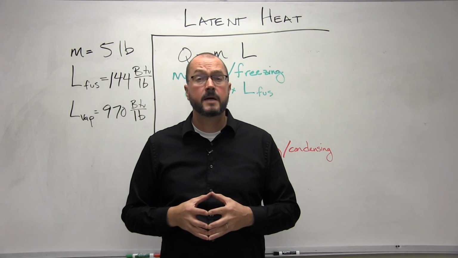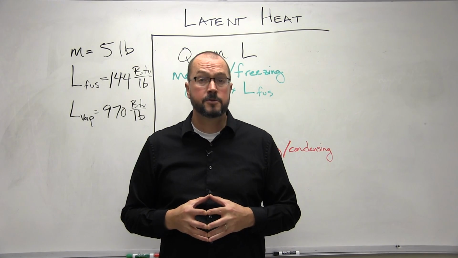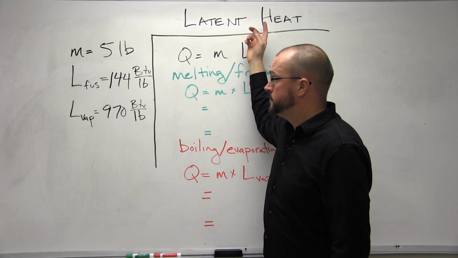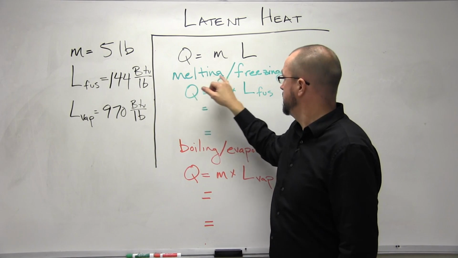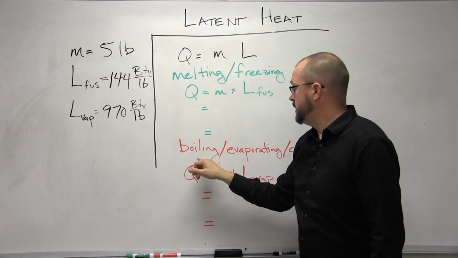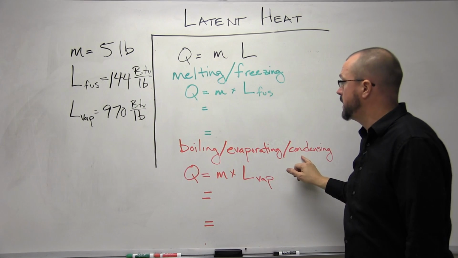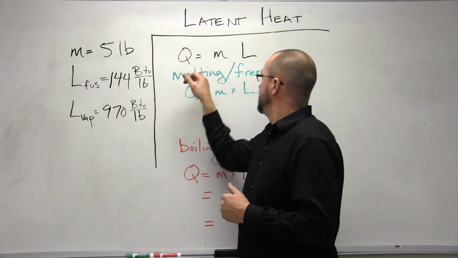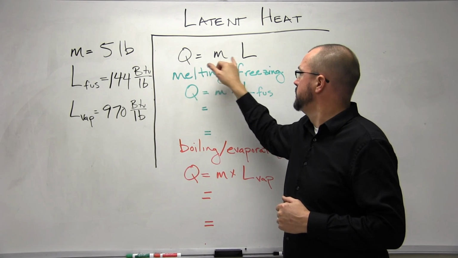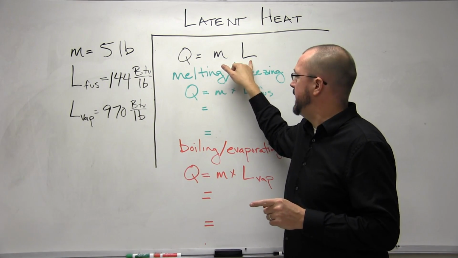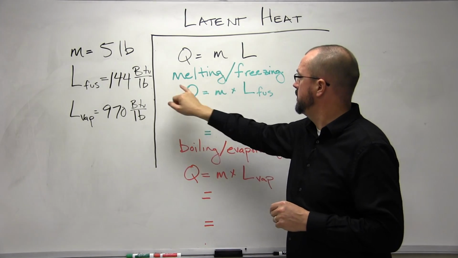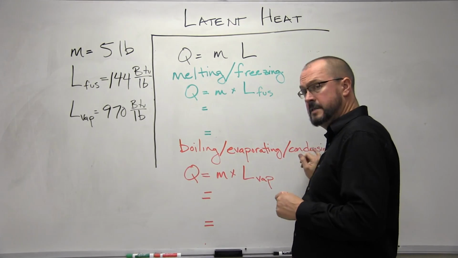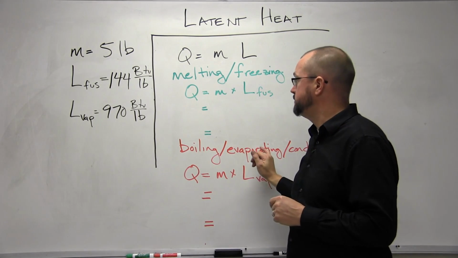Let's look now at a heat transaction that doesn't result in a temperature change, but results in a phase change. It's called latent heat, and it occurs either when we're melting or freezing something, or when that thing is boiling or evaporating or condensing. Only two variables in this equation: how much of it you have, the mass, times the latent heat. And this is different depending on whether you're in this liquid-solid transaction or this liquid-gas situation.